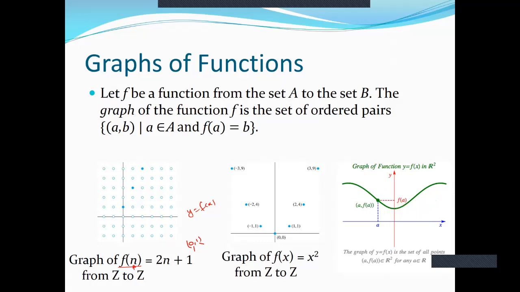So let's substitute another value. If I take n equal to 1, then what will happen? I will get another ordered pair. At 1, I am going to get 2 plus 1, that is 3, right?